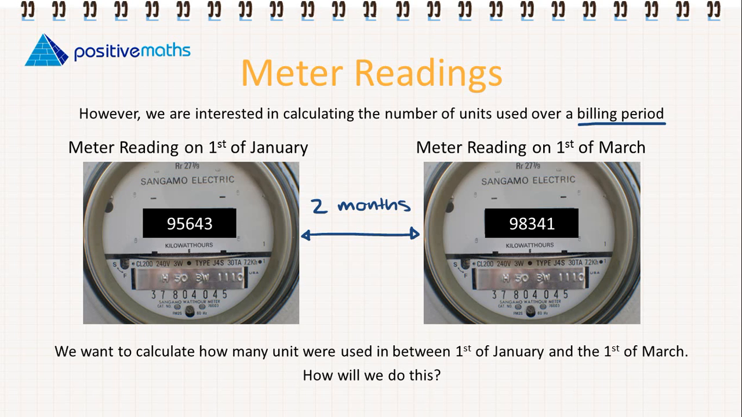Very simply, we find the difference between the 2 numbers. So we have 98341 minus 95643. When we subtract these, we will find 2698. So that's the number of units that were used over those 2 months.